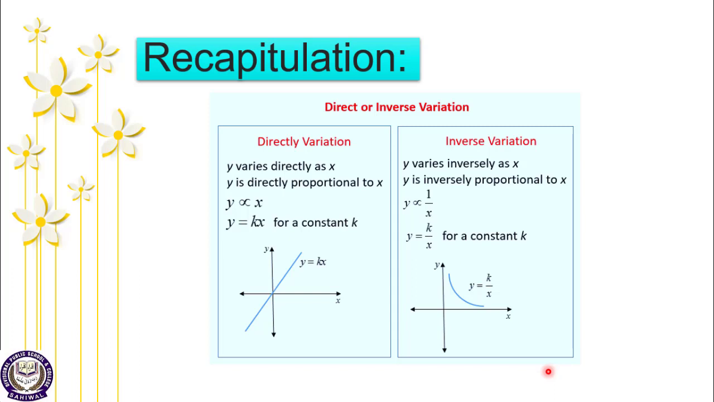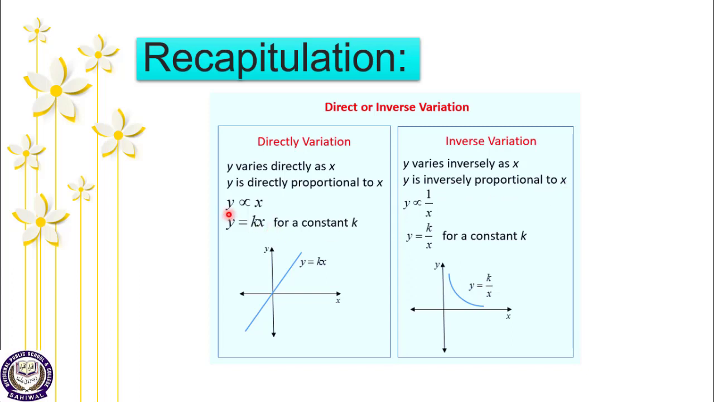My dear students, today we have discussed direct and inverse variation. We can compare both: in direct variation, y varies directly as x, but in inverse variation, y varies inversely as x. Direct variation can also be expressed as y is directly proportional to x, and inverse variation can be expressed as y is inversely proportional to x.